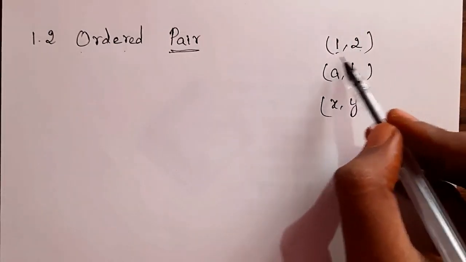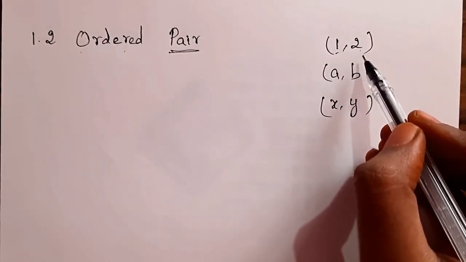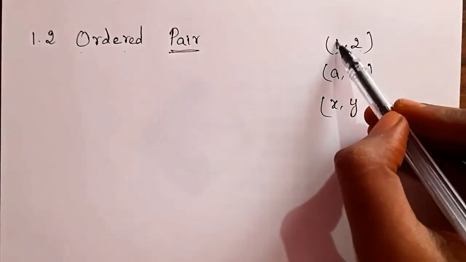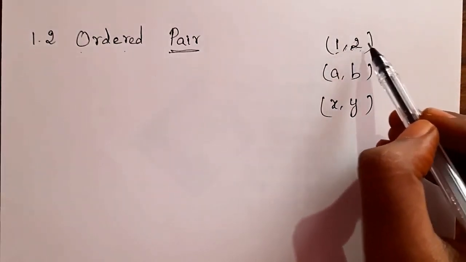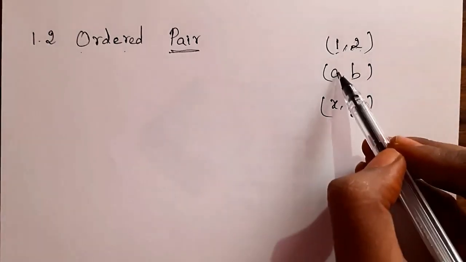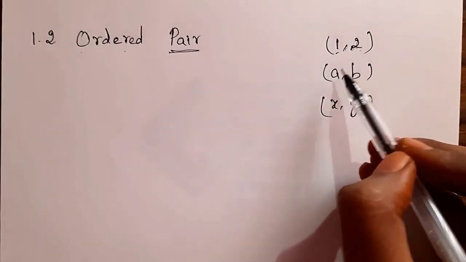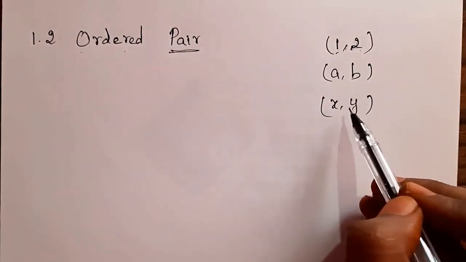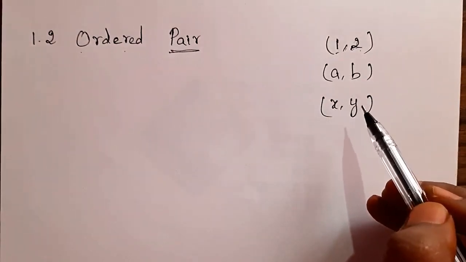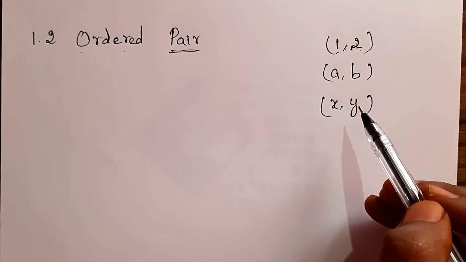You cannot connect them simply. There should be a proper relation. If you say these two are an ordered pair, there should be some relation between these two numbers. So how can you make the ordered pair? That we are going to learn now.